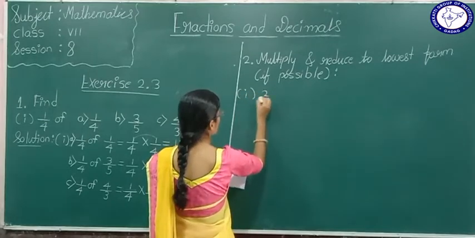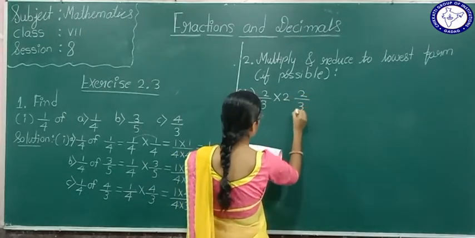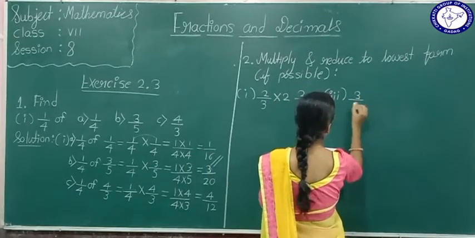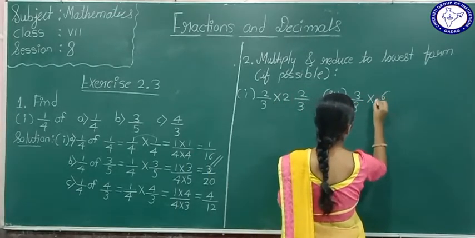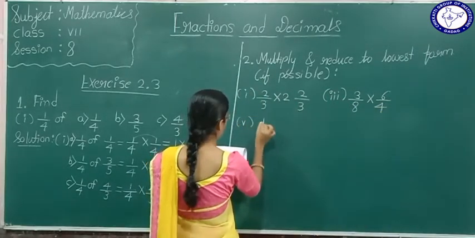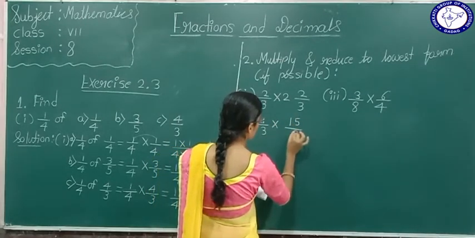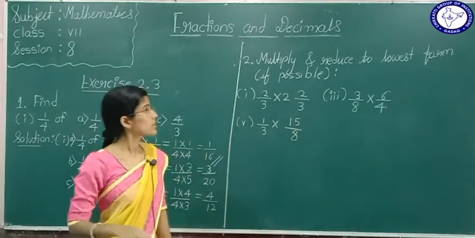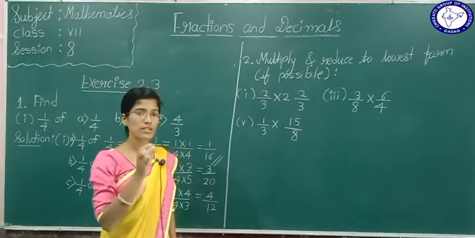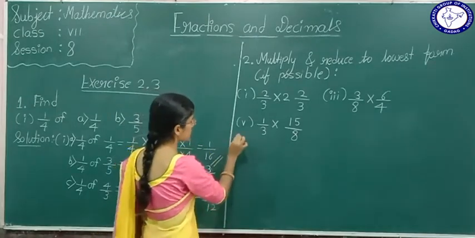First one: 2 by 3 multiplied by 2 integer 2 by 3. Third one: 3 by 8 multiplied by 6 by 4. Fifth one: 1 by 3 multiplied by 15 by 8. Now see here students, what they have given: multiply and reduce to lowest form. We have to multiply and we have to reduce to lowest form. Lowest form is nothing but the simplest form. Okay, see the solution.